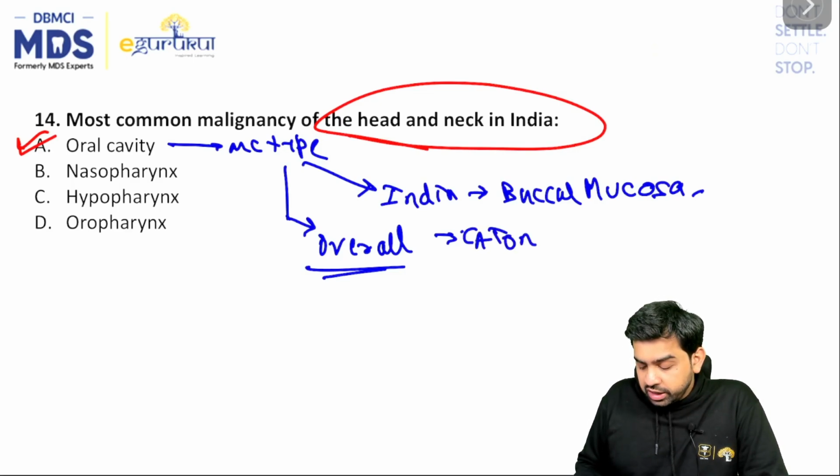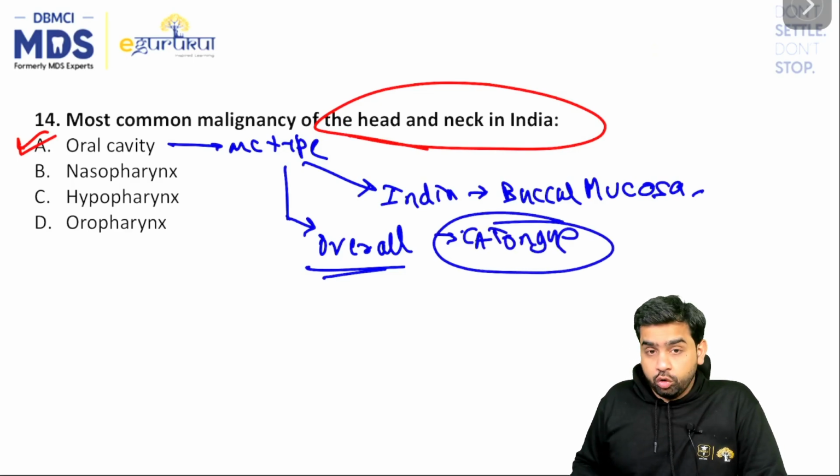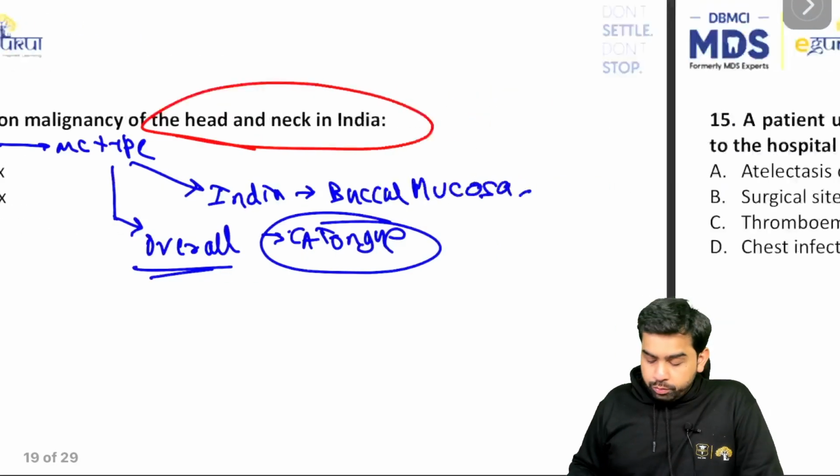Okay, so please try to understand, it is a carcinoma of the tongue, which is the overall most common type of an oral malignancy. Yeah, that's what you need to understand. In India, it is the buccal mucosa. Overall, it is basically the carcinoma of the tongue. Okay, I hope you have understood this point.